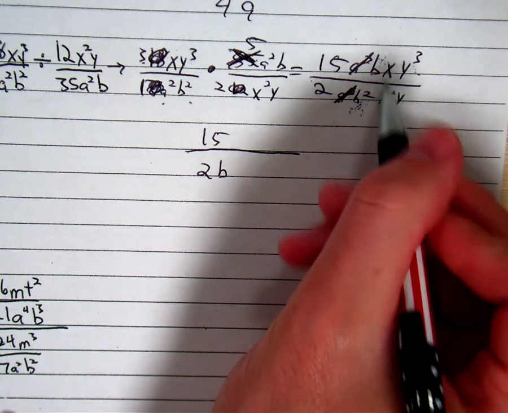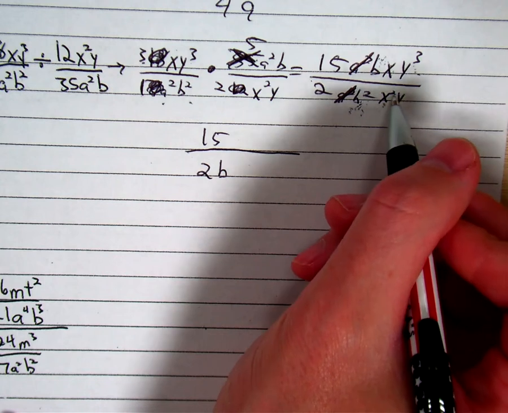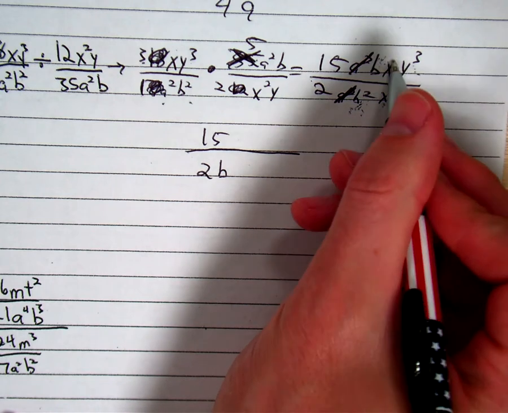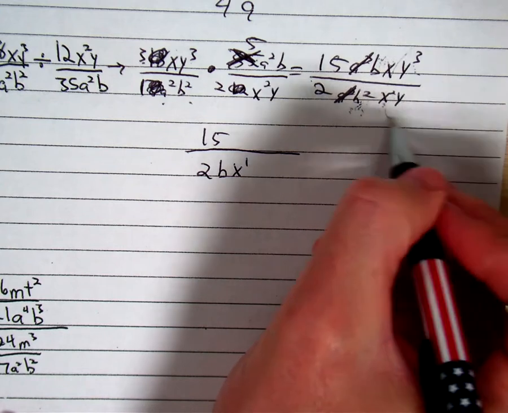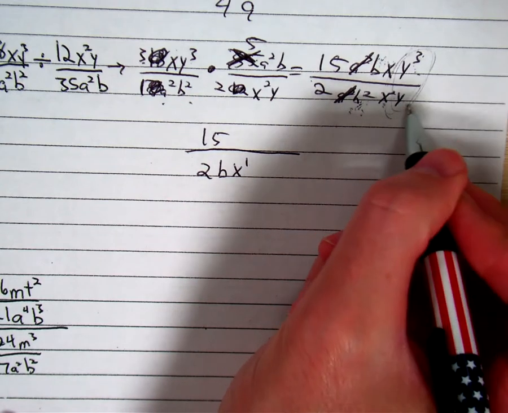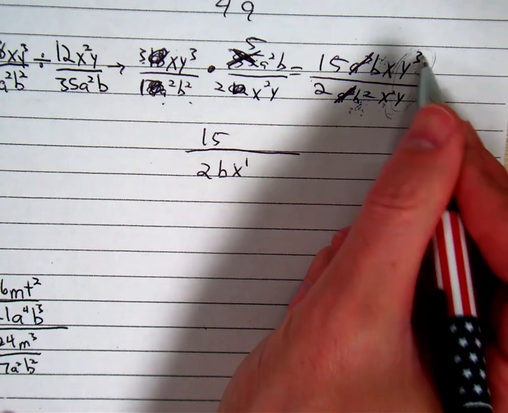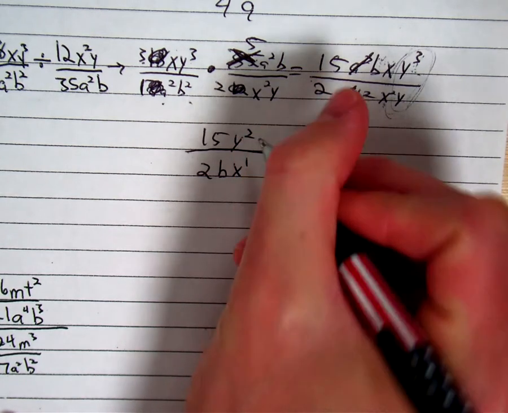Again, we have x squared and x to the first. Bigger one's on the bottom. Subtract your exponents. 2 minus 1 is 1. X to the first on the bottom. This time, y to the third is the bigger one. It's on the top. 3 minus 1 is 2. It goes on the top because that's what the bigger one was.